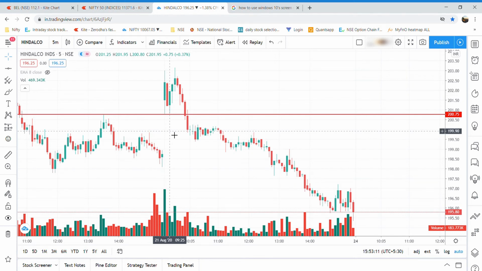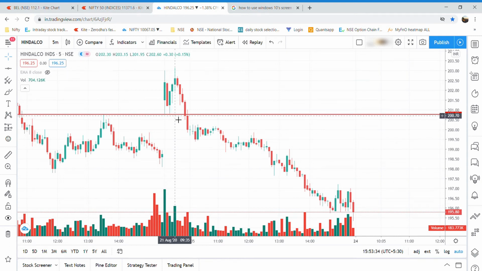At the same time, we need to see even the volume. The volume also should be increasing. But over here, the 9:25 bar volume is 469, and the 9:30 bar volume is 323. So basically over here, the price is increased, but the volume is reduced. So this would not suit us.